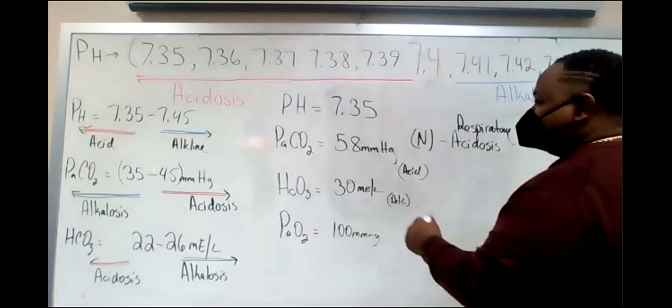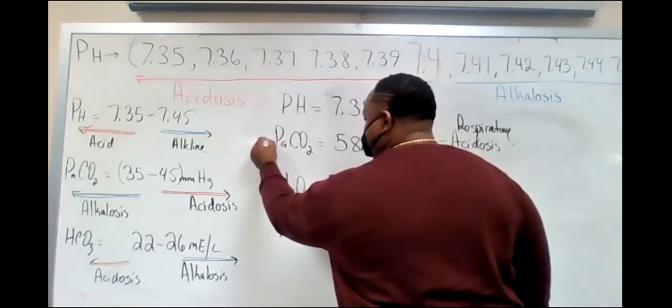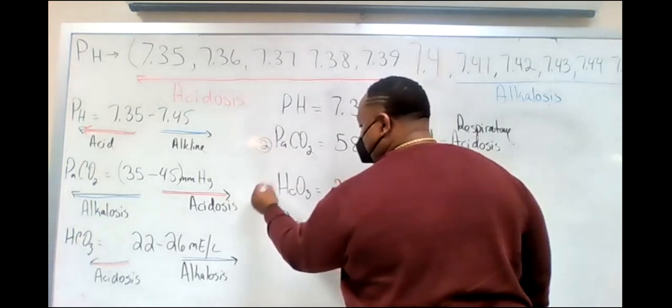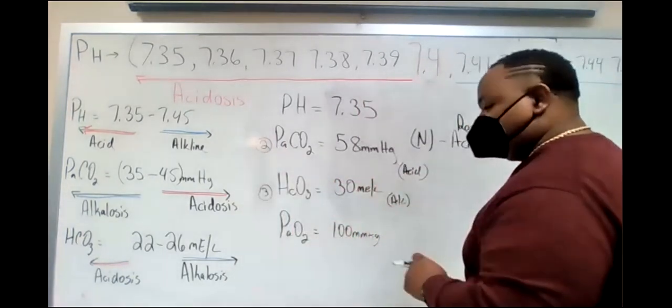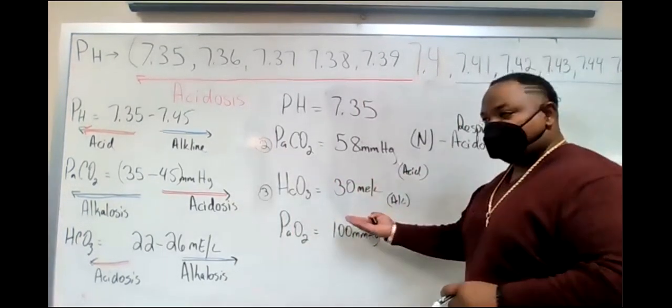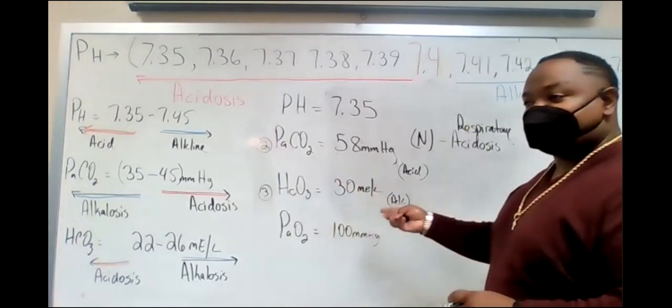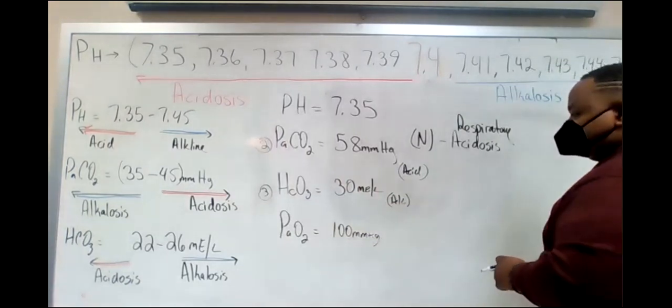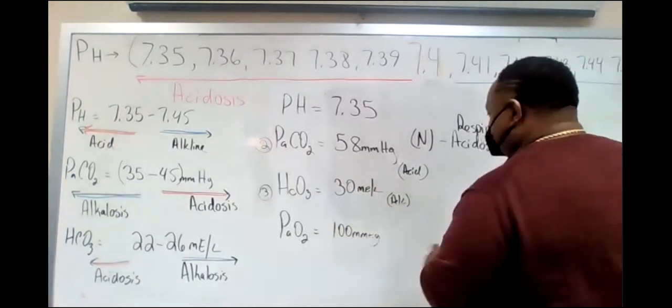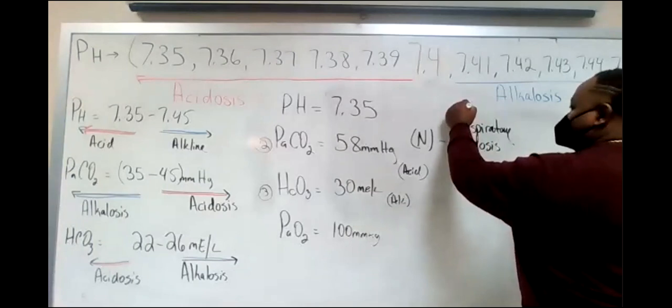Now, since that's the case, that means CO2 is the second player and bicarb is the third player in this case. So, Christian, if we look at number 3, it says the third player. Is the third player in normal range, yes or no? No. Since it's not, we do have compensation.